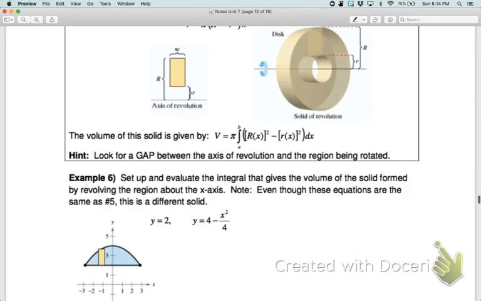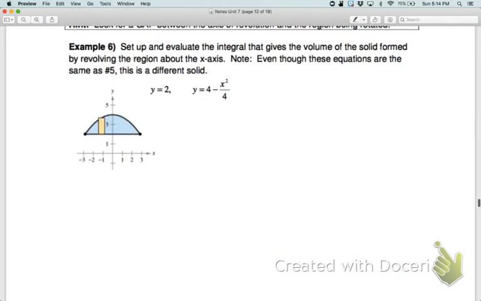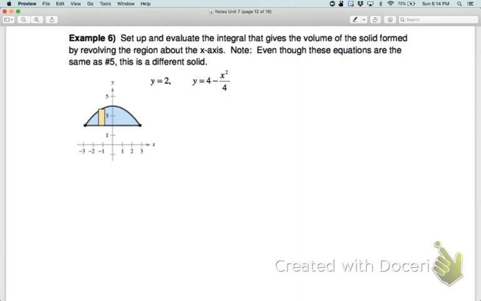You always want to be able to sketch this out. So here is the same graph that we ended with in example 5, but we're going to rotate around a different axis of revolution. So we want to rotate this graph about the x-axis this time. When we did this before, we rotated it around the line y equals 2, which meant there was no gap in the middle. But if I am revolving around the x-axis, we have this negative space, okay?